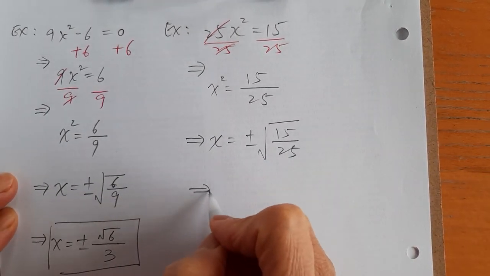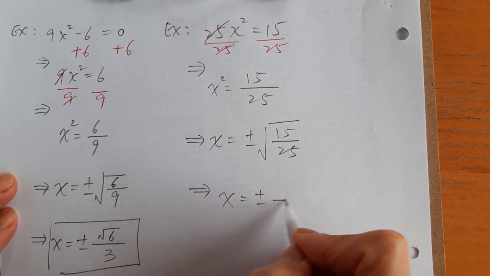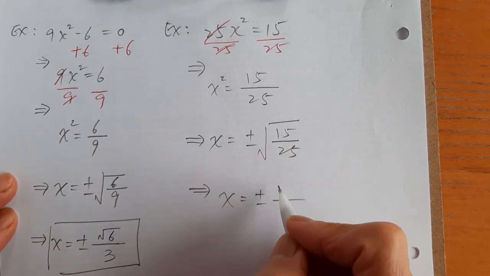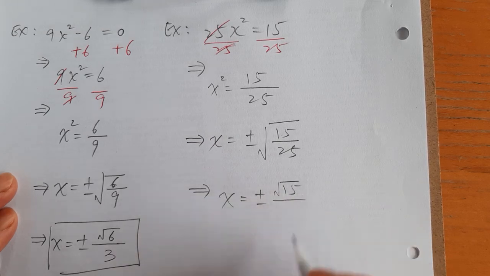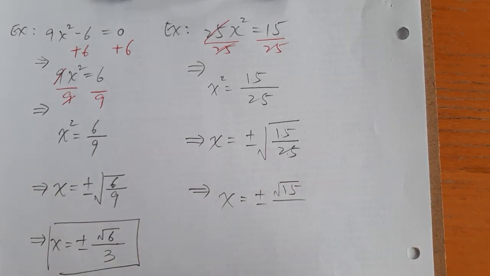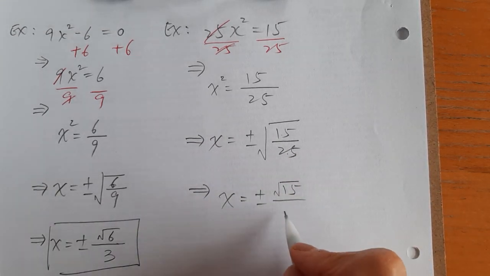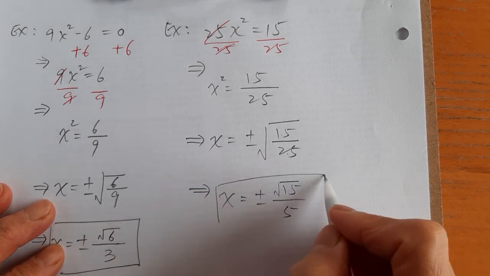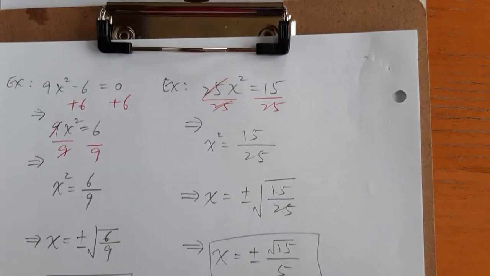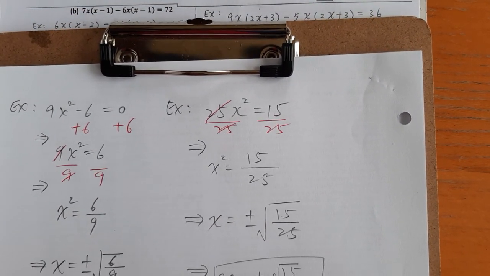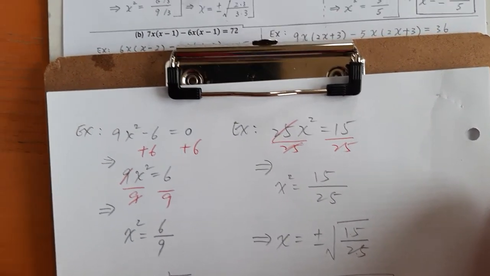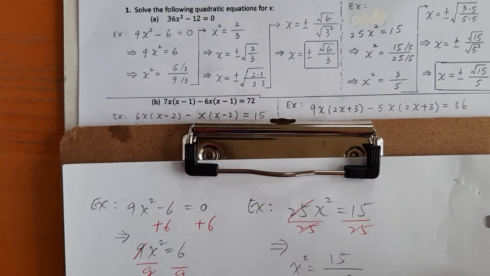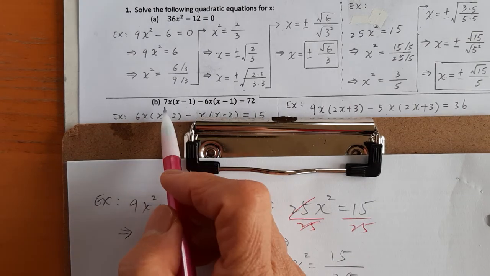Then x equals positive or negative. 15, take the square root, is still square root of 15. 25 is 5 squared, take the square root, it's 5. So that's the answer. And that's the example for A. Then example for B.